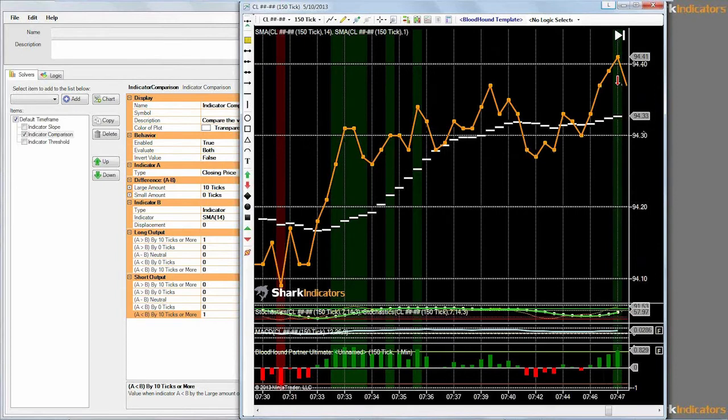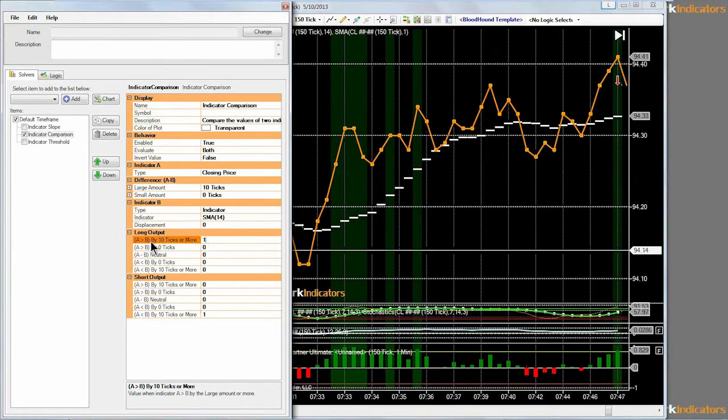Let me back up here. So now we have our output set up so that we're really only looking for a 10 tick difference between the two data sets, right? Between the closing price and the SMA.